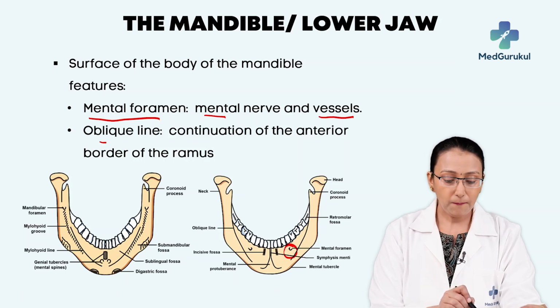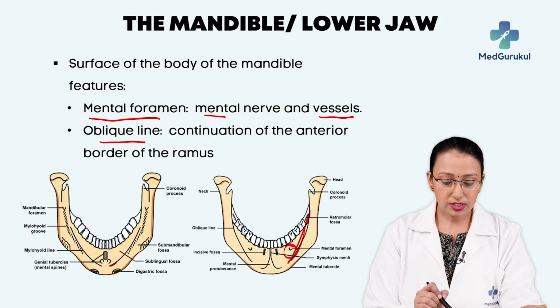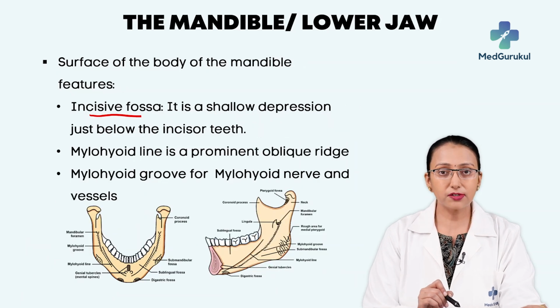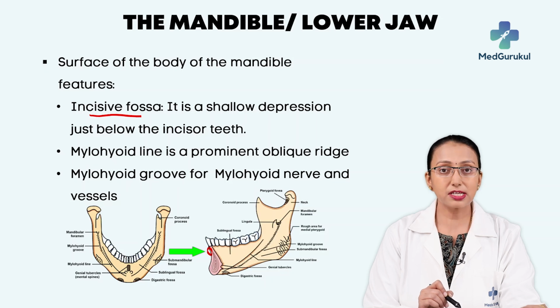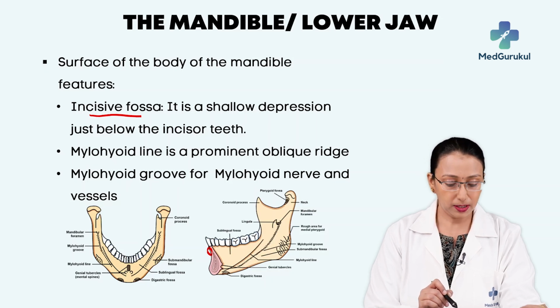Then there is an oblique line on the external surface, which is a continuation from the anterior border of the ramus. It continues downwards as this oblique line. One more feature is the incisive fossa. Below the incisor teeth, the central and lateral incisors, below the central incisors there is a depression called the incisive fossa.